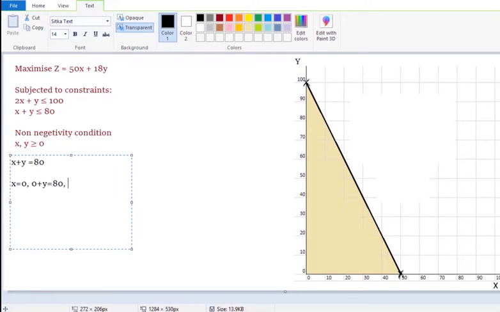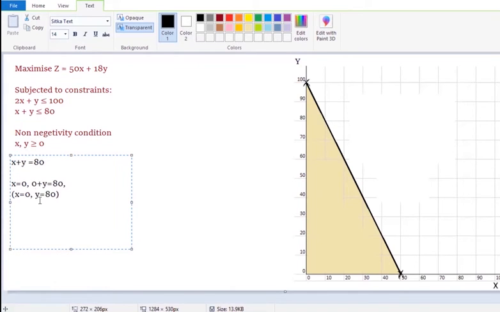So that means when x equal to 0, y is equal to 80. So the first point is x equal to 0 and y equal to 80.